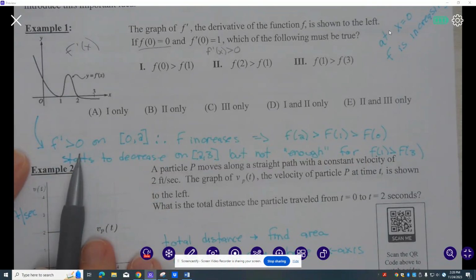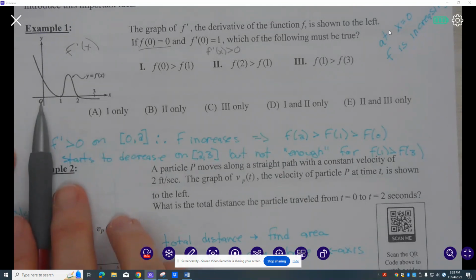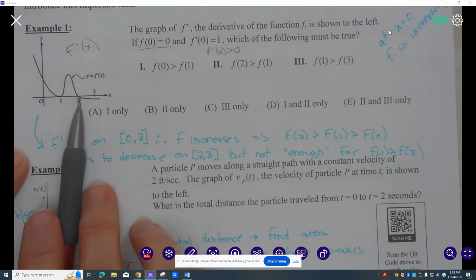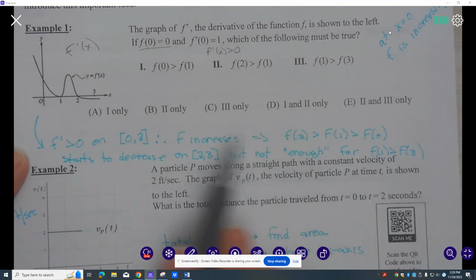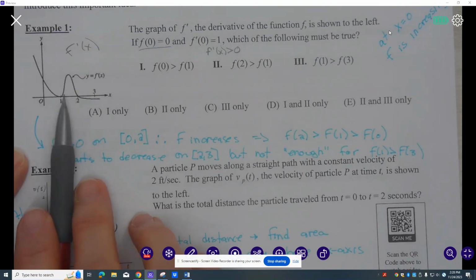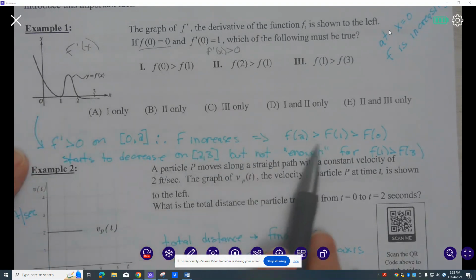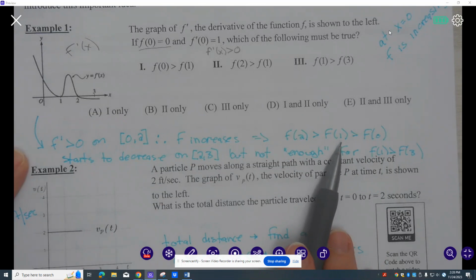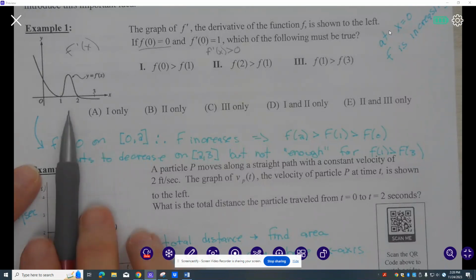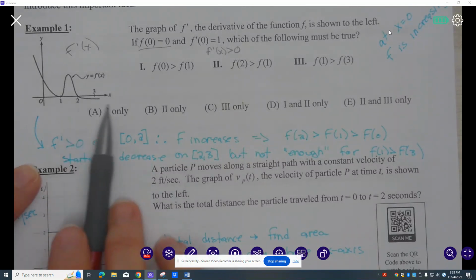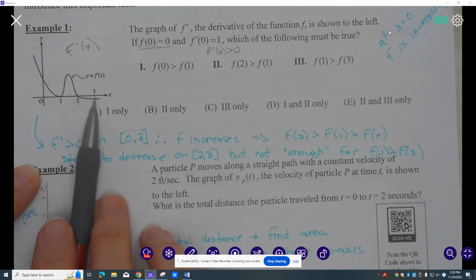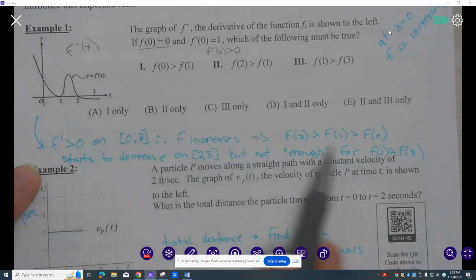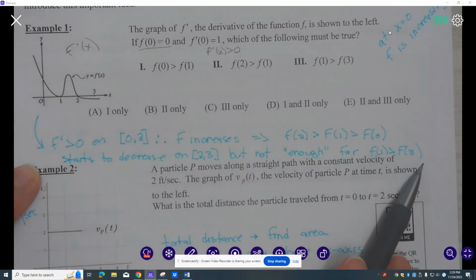If f prime is positive on (0, 2), which you can see right here, that means f is increasing. So f of 2 is going to be greater than f of 1, which is greater than f of 0, because f is increasing on that whole interval. Then at 2, it starts to decrease, from 2 to 3. But it decreases pretty slowly here, not enough for f of 1 to be greater than f of 3.